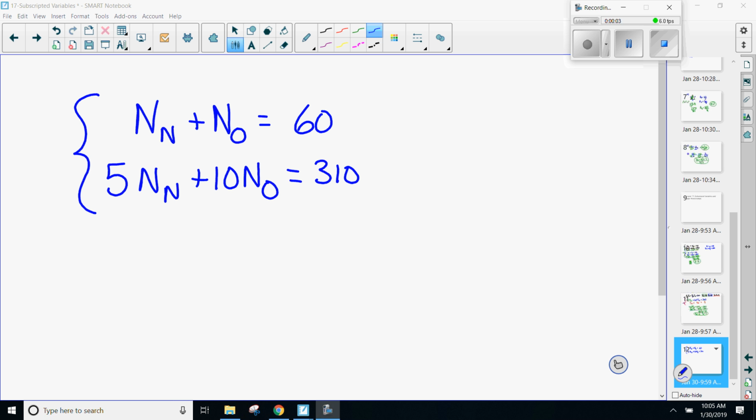Okay, so what you would do, on the top one, you move your N over, and so you have N sub O equals 60 minus N. You could solve it by substitution. By substitution, Eric says N sub O is equal to 60 minus N sub N.